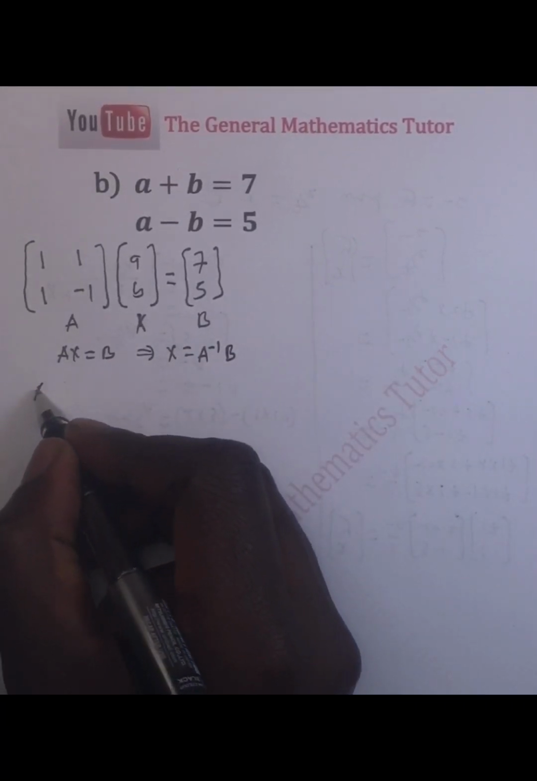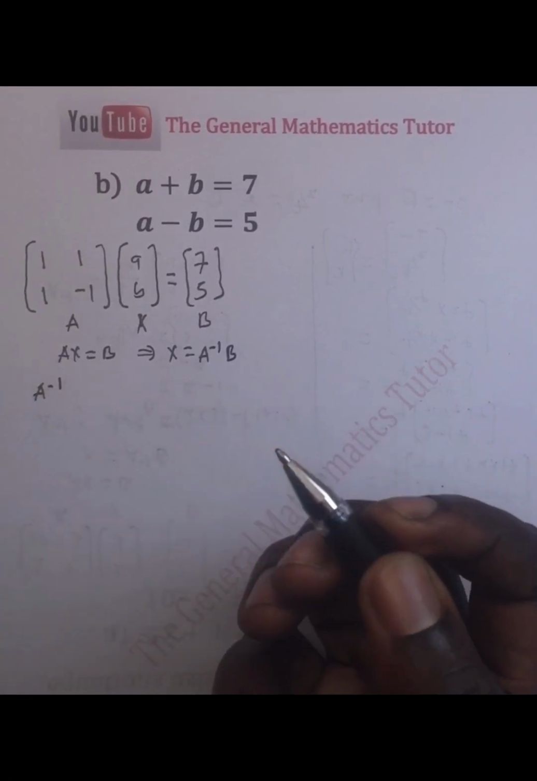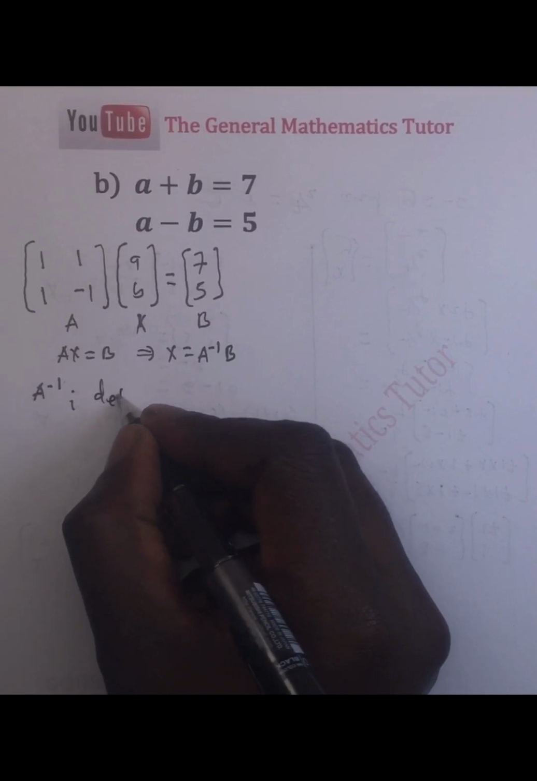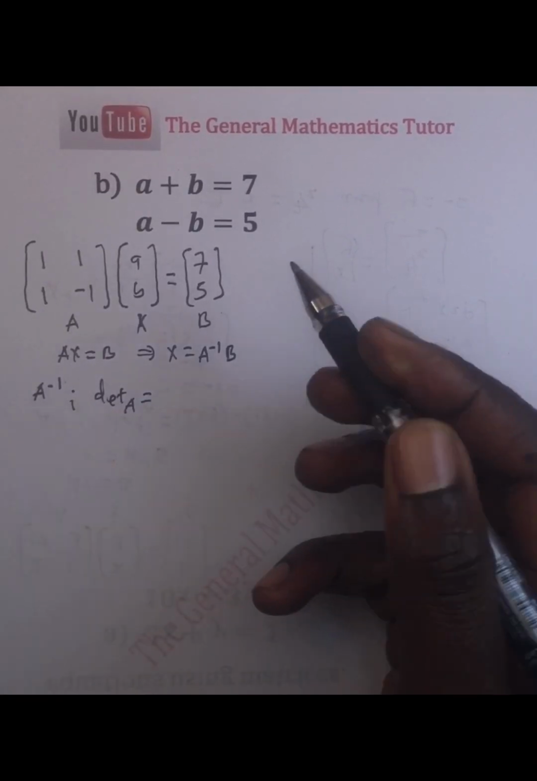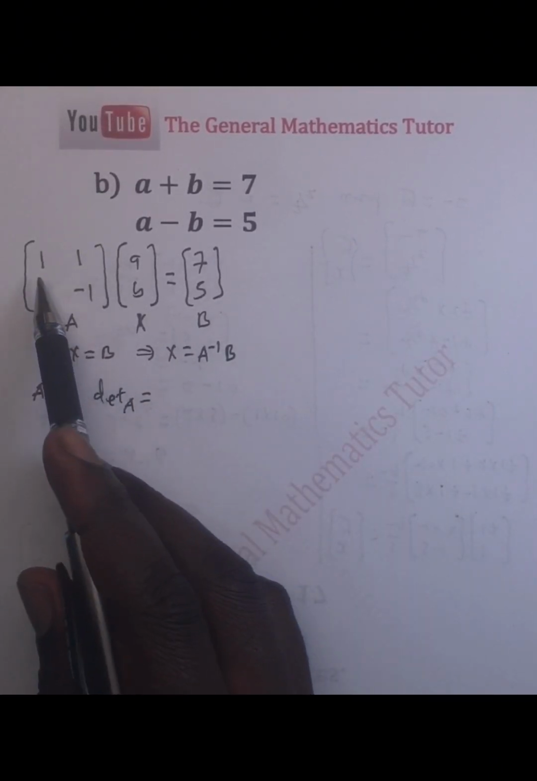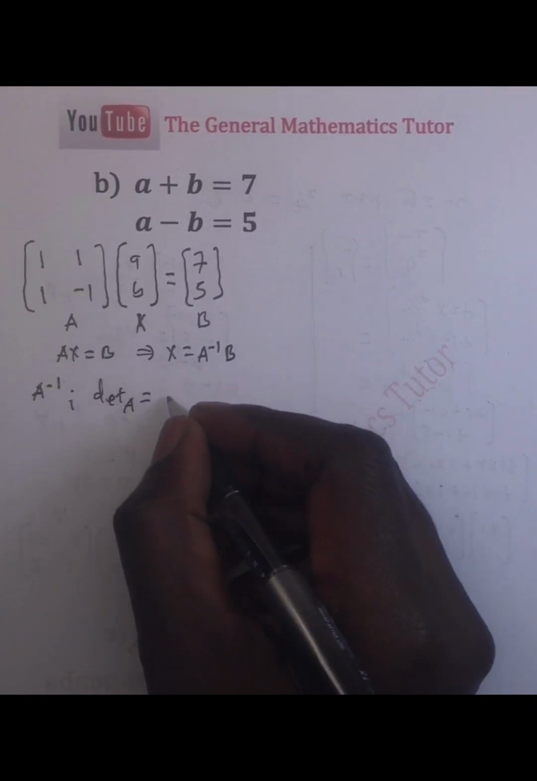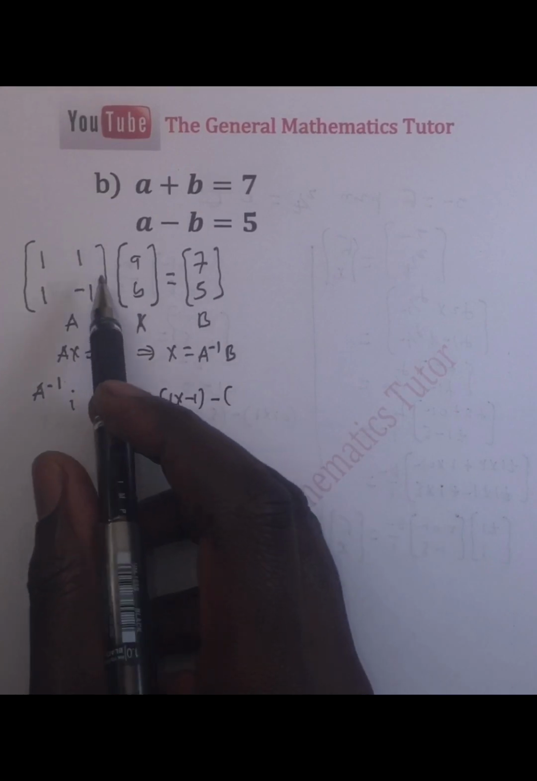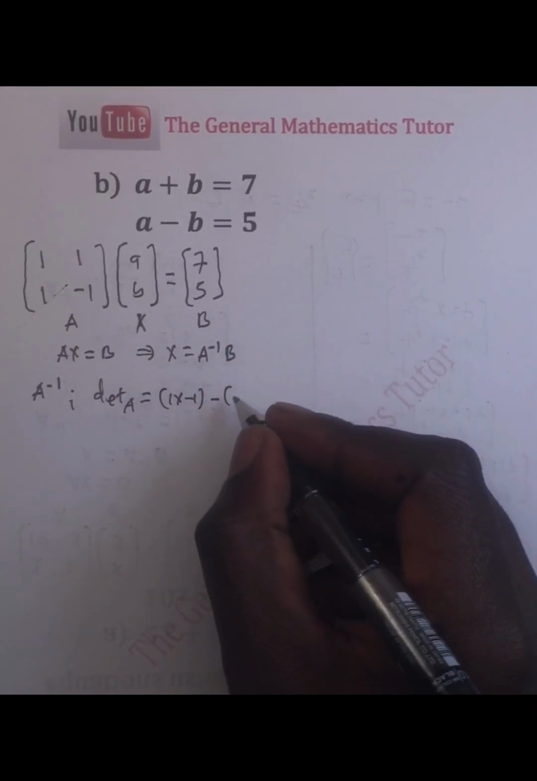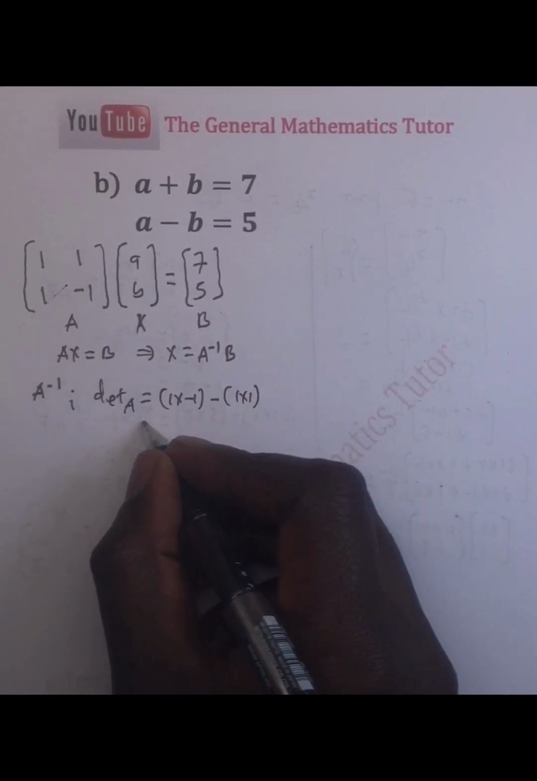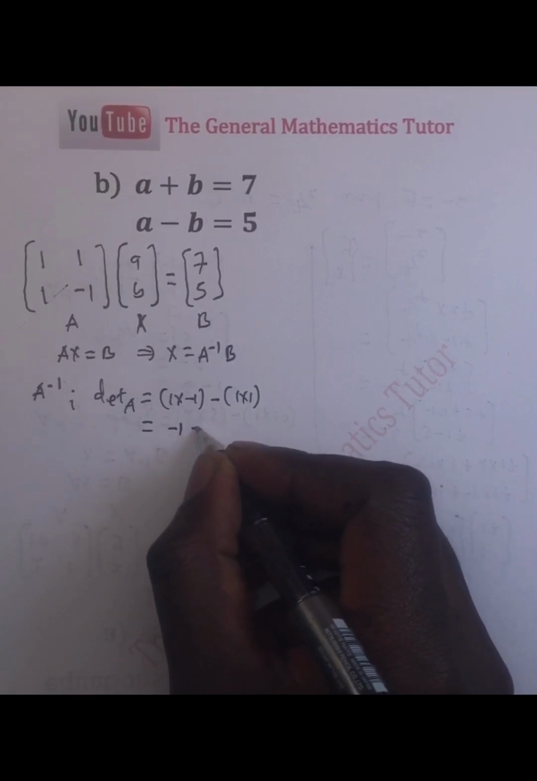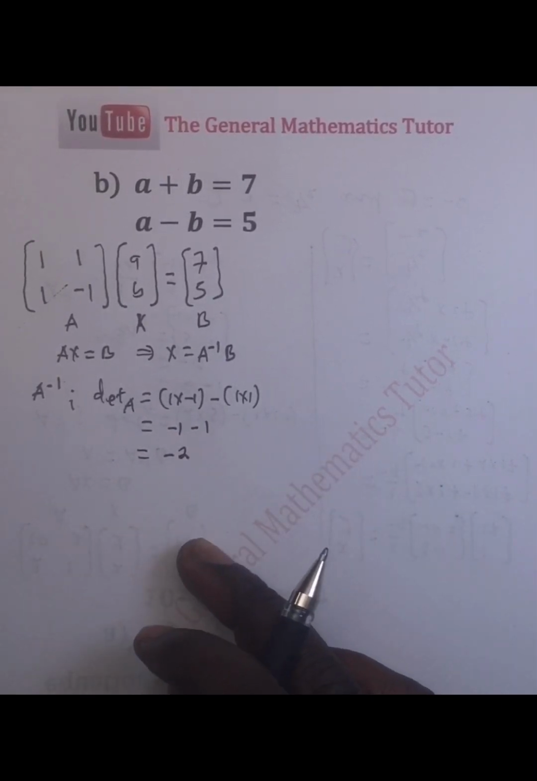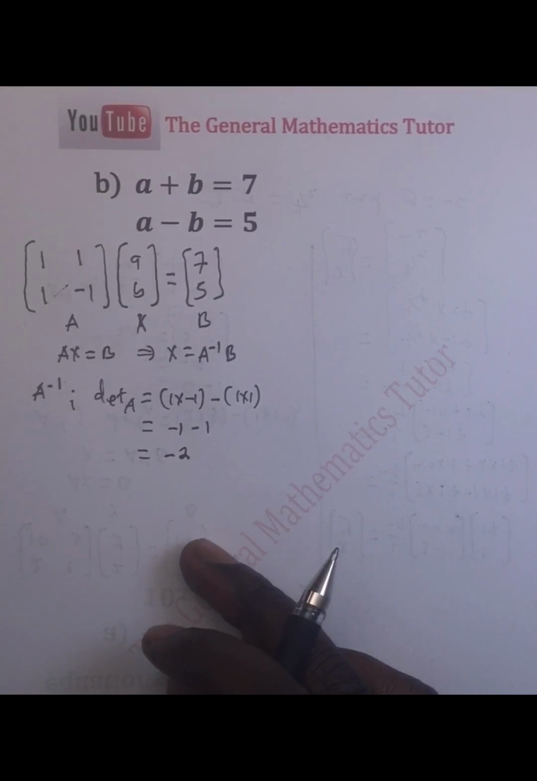So it means therefore that we have to look for the inverse of A, and for us to get the inverse of A, we first of all need the determinant of A, which can be obtained by taking the product of the main diagonal, that is 1 times negative 1, minus the product of the other diagonal, that is 1 times 1. So we have negative 1 minus 1, which is just negative 2. So that is the determinant of this particular matrix.